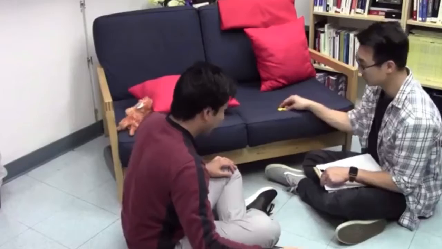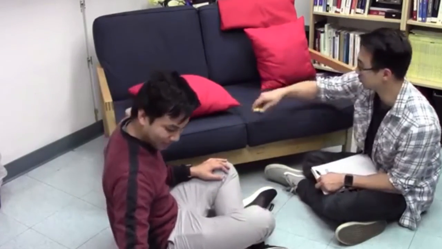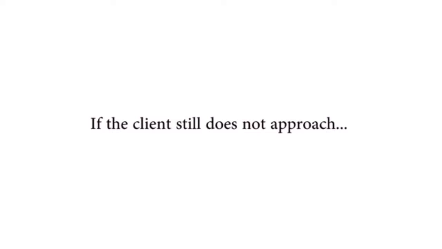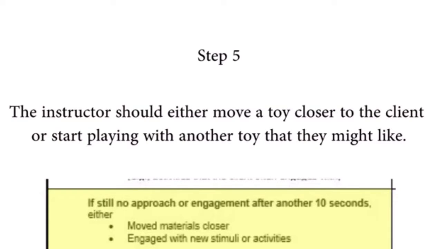Or, as a third option, the instructor could be playing an activity that the child might enjoy, like this. Oh no. However, if the client still does not approach an item or start to engage in an activity, then we should move on to the second part of step 5, where the instructor should either move a toy closer to the client or start playing with another toy that they may like.